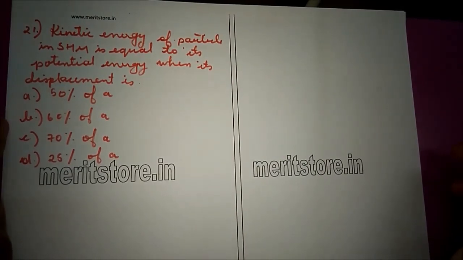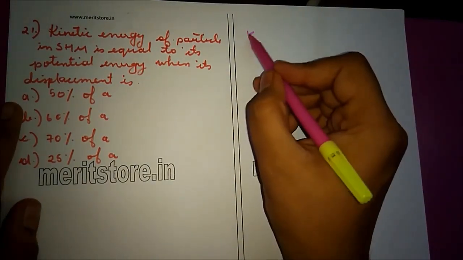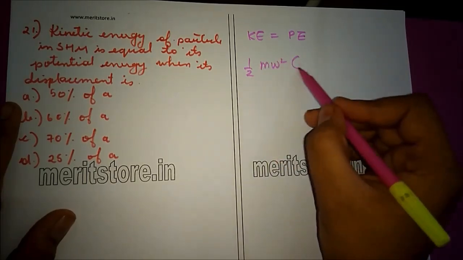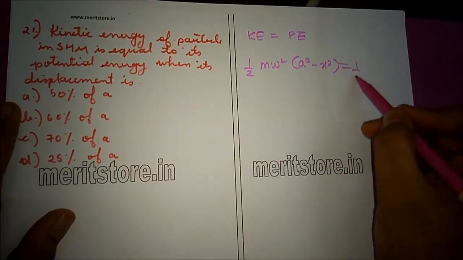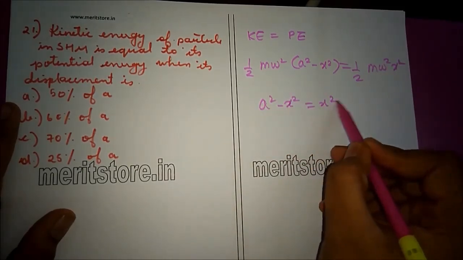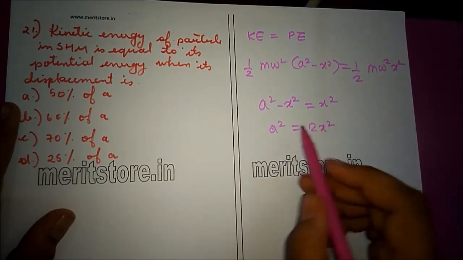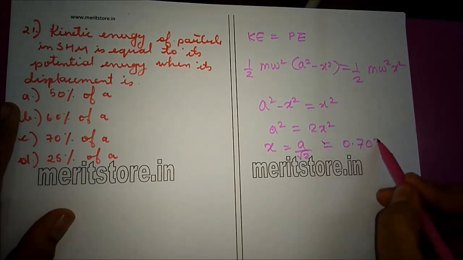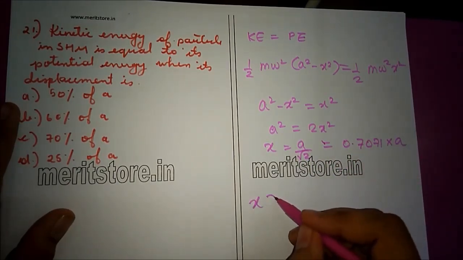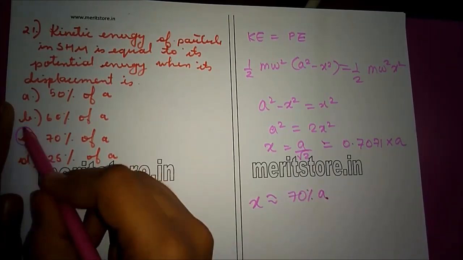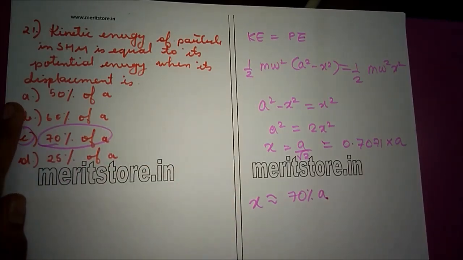Question 21. Kinetic energy of a particle in SHM is equal to its potential energy when its displacement is. So we know that kinetic energy equal to potential energy, half m omega square (a square minus x square) is equal to half m omega square x square. A square minus x square is equal to x square. A square is equal to 2x square. X is equal to a upon root 2, which is equal to 0.7071 into a. X is equivalent to 70% of a. So option C, 70% of a, is the correct answer.